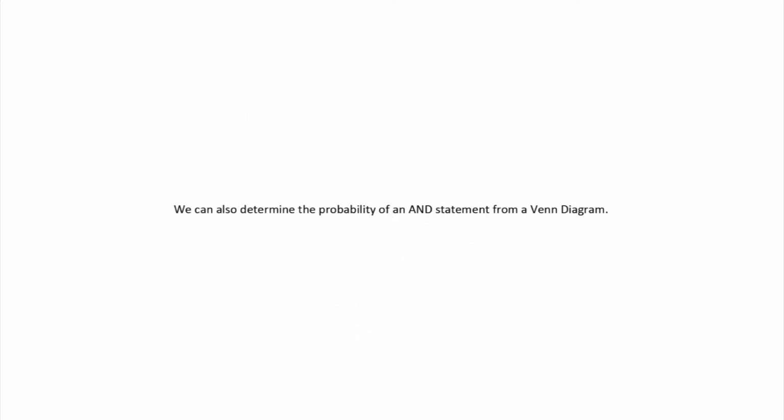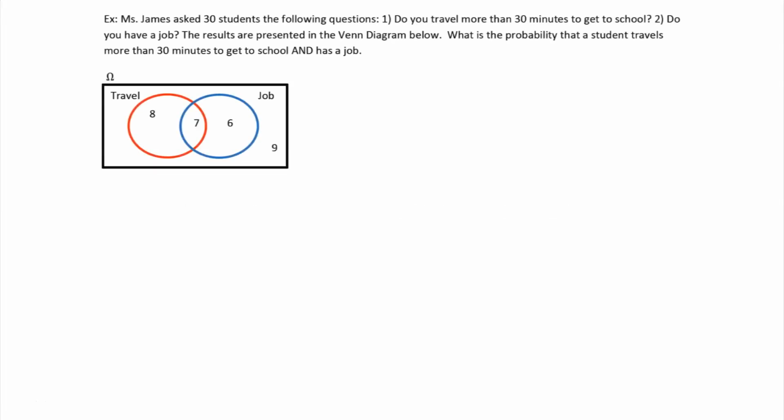We can also determine the probability of an and statement from a Venn diagram. Ms. James asked 30 students the following questions. Do you travel more than 30 minutes to get to school? Do you have a job? The results are presented in the Venn diagram below. What is the probability that a student travels more than 30 minutes to get to school and has a job?